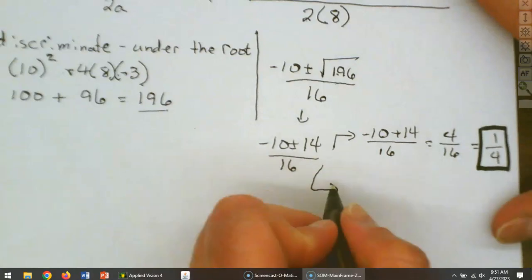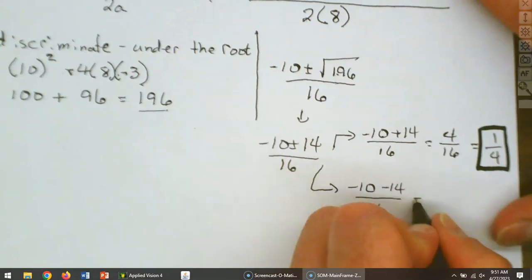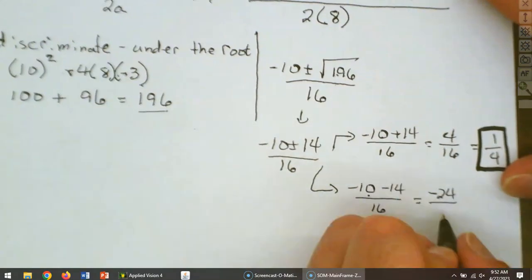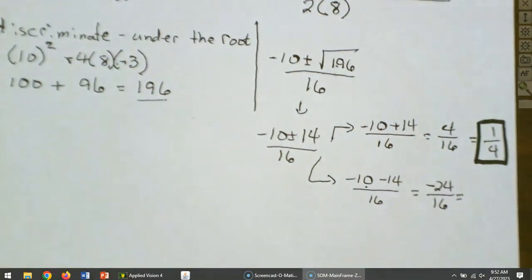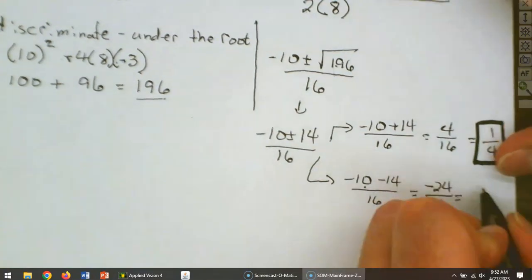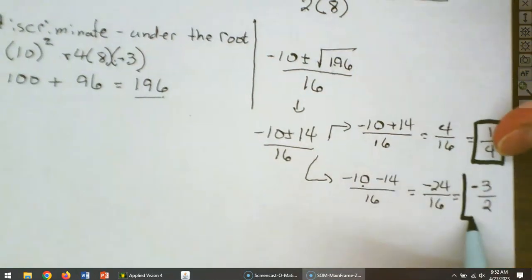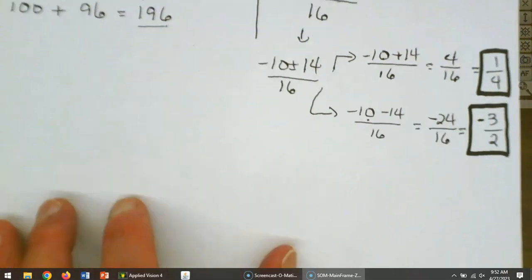Next one, minus 10 minus 14 over 16. Minus 10 minus 14, that makes it a minus 24 over 16. And what do these have in common? Well, in this case, they have more than just a 4. I believe they both have an 8 in common. So that's going to make it now, when we reduce, a minus 3 over 2. So there are your two solutions. Is everyone okay with how I found the numbers, plugged them in, got my solutions?